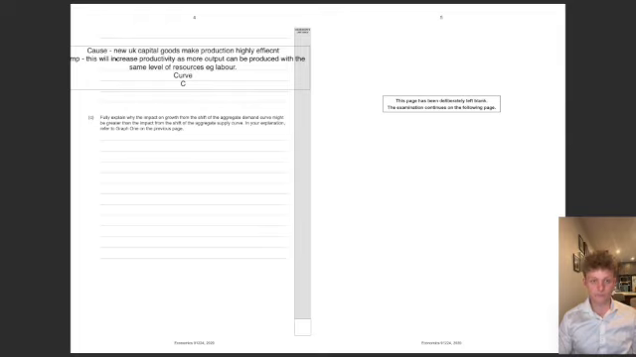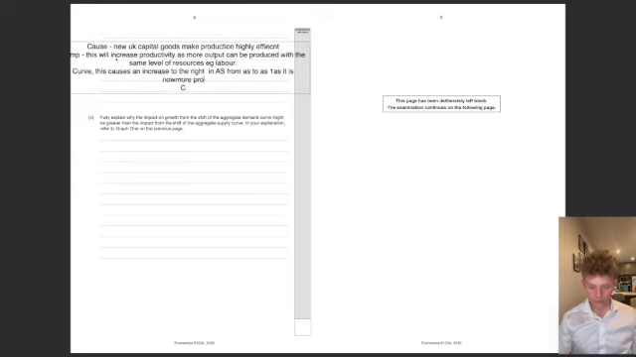This is curve. This causes an increase in AS from AS to AS1, increase to the right from AS to AS1, as it is now more profitable. It's always a nice thing to say in there: more profitable to produce goods and services.